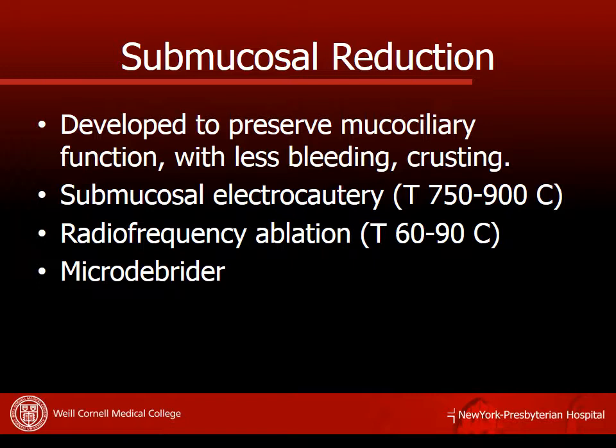Submucosal electrocautery would be placing a spinal needle or a bipolar into the mucosa, so into the submucosal plane, and then coagulating the tissue. The temperatures can get as high as 750 to 900 degrees Celsius. Radiofrequency ablation can result in temperatures as high as 60 to 90 degrees Celsius, and microdebrider is just shaving the tissue away, so no elevation in temperature.